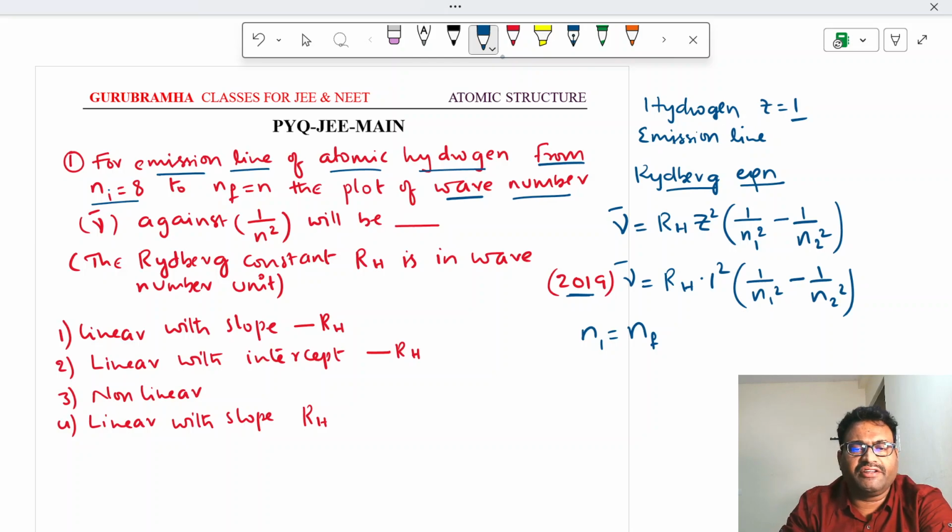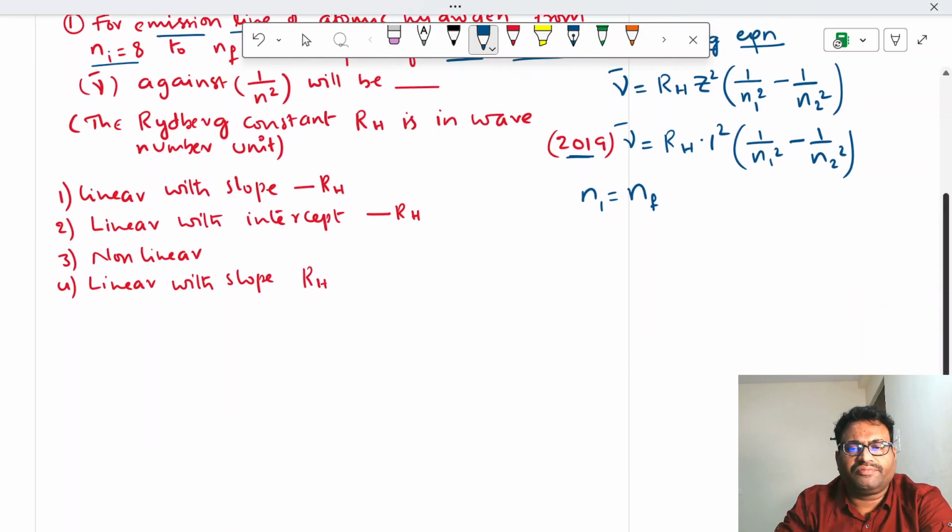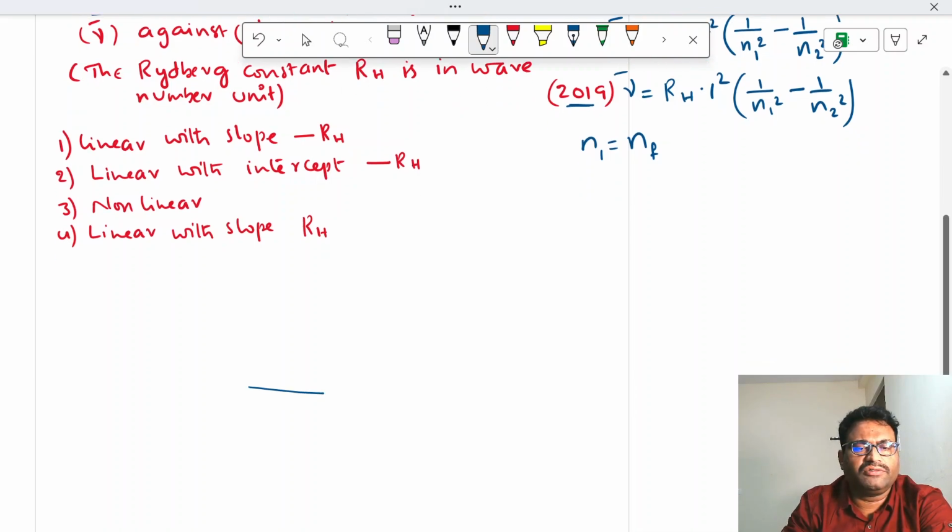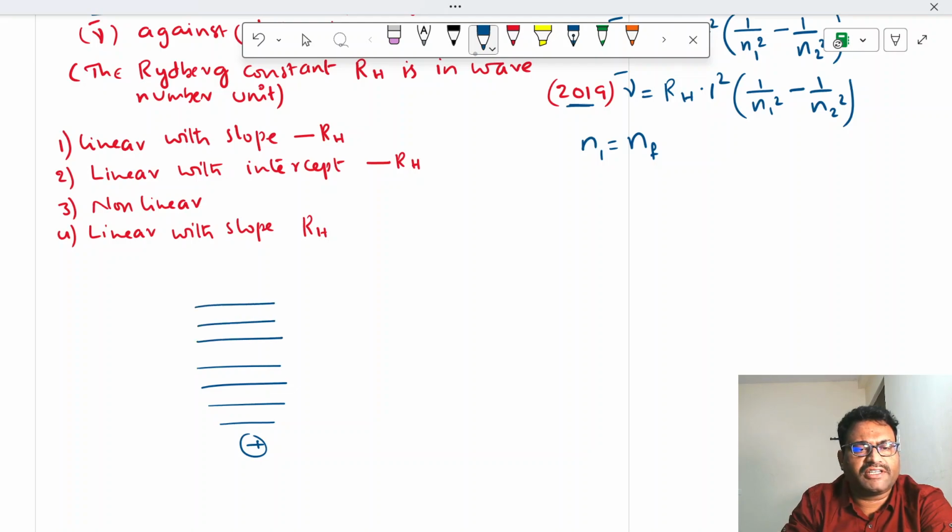When it is de-exciting, let us take here 1. What is this? First orbit. This is the nucleus. 1, 2, 3, 4, 5, 6, 7, 8. It is coming from 8, which is taken as n initial. From this orbit, it is moving to any of the orbits. For example, let us take this one as n final. It is moving from 8 to this orbit, where n final is considered as n in the question.